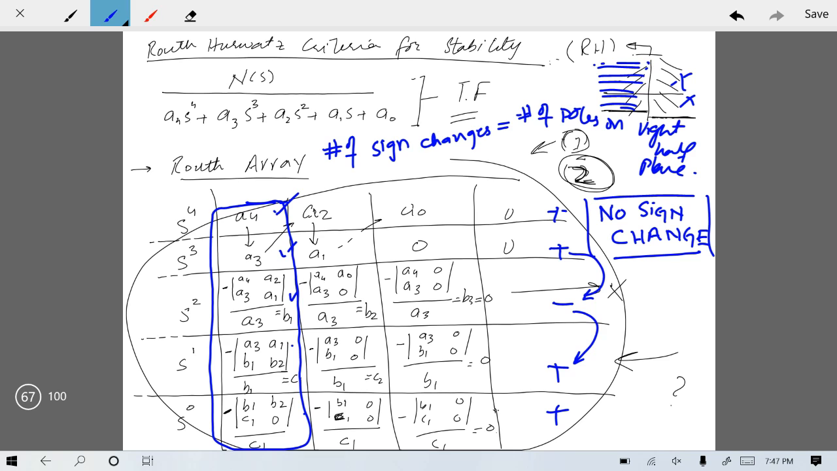So this Routh array has the capability to give you insight without even calculating the roots of your characteristic equation. It can tell you whether the poles of the system are on the right half plane or not, just by inspecting the first column of the Routh array.